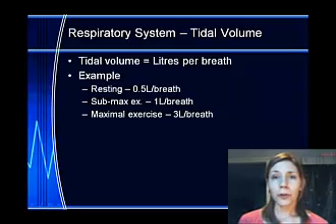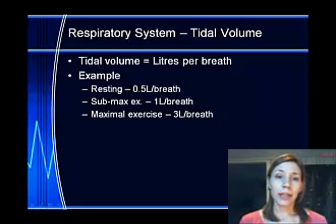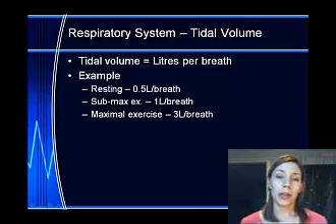Now, tidal volume is a little bit different to respiratory rate. Tidal volume means that you are measuring the amount of air that is coming in each breath. So that's measured in litres, so we look at litres per breath. For example, when you're resting, just sitting there, doing gentle activities, you will probably take in about half a litre of air per breath.